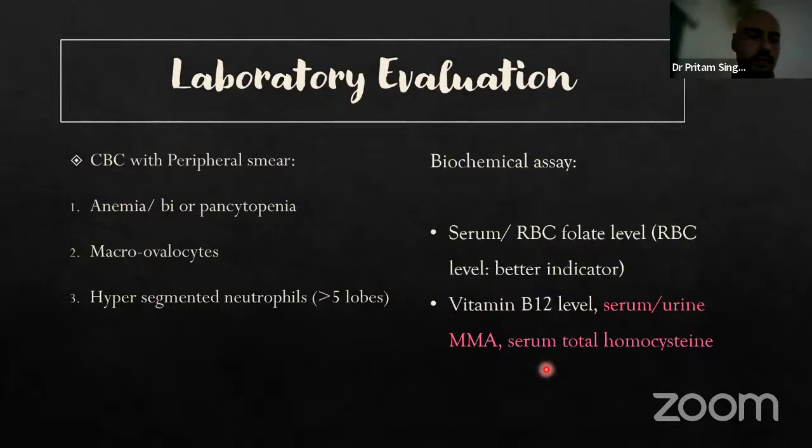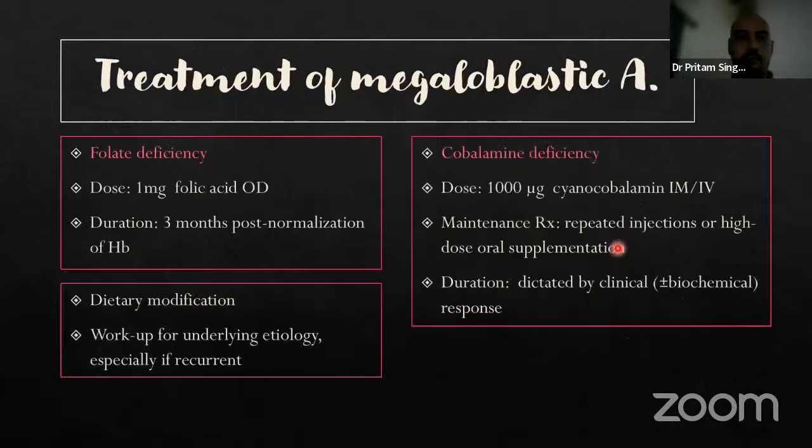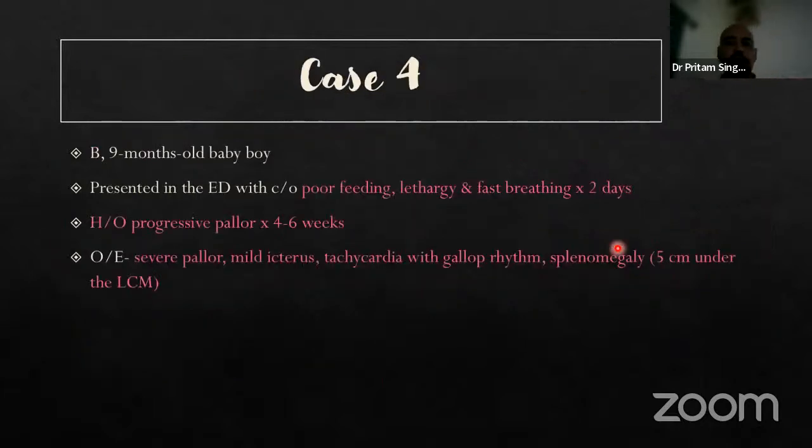But again, I want to reiterate, in a typical clinical context, when you have classical red cell indices of macrocytosis and a peripheral smear showing hypersegmented neutrophils, there is probably no need to embark on routinely doing this biochemical assay. So I will not dwell on the management issues much. I think everyone is familiar with it.